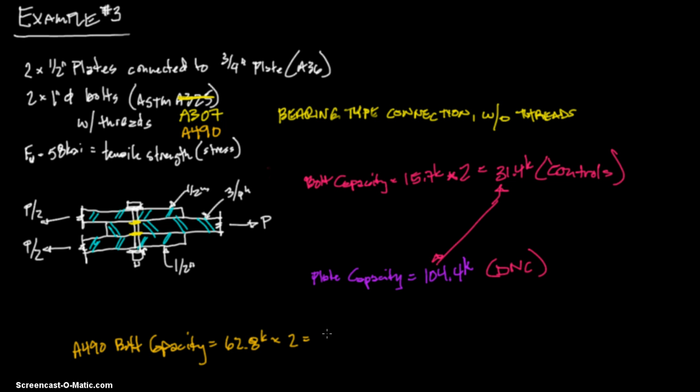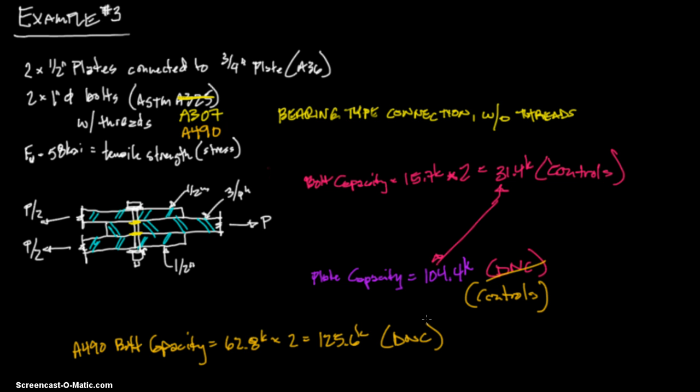130. Whoa, I'm messing up off the top of my head. That's 125.6 I have in my head, but let's go ahead and do it on the calculator. 125.6 kips. And if you check these out, which one controls? Now, this controls, and this does not control.